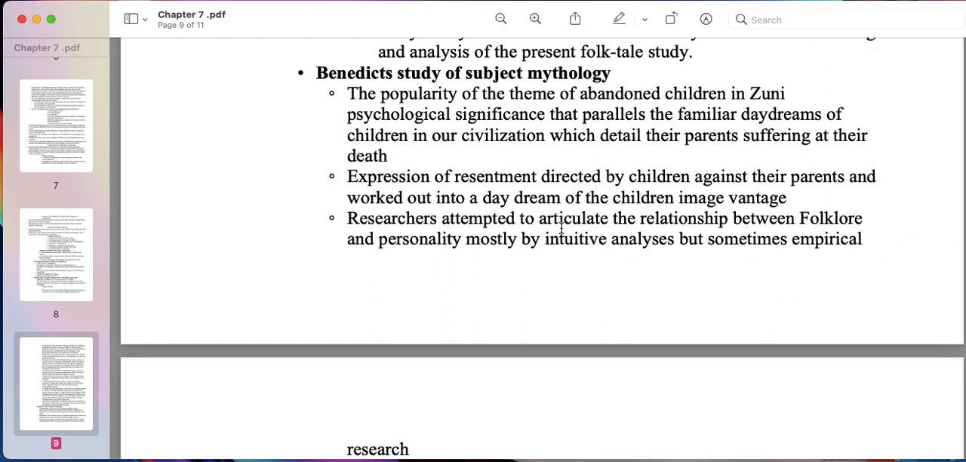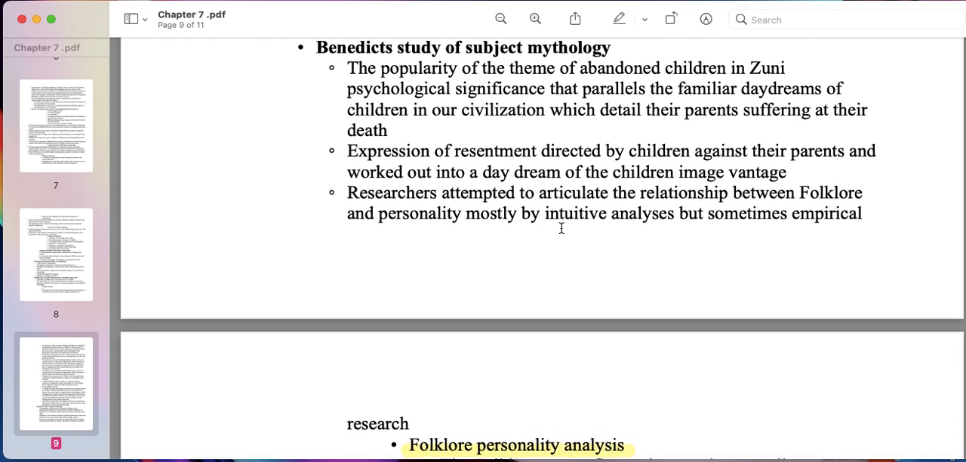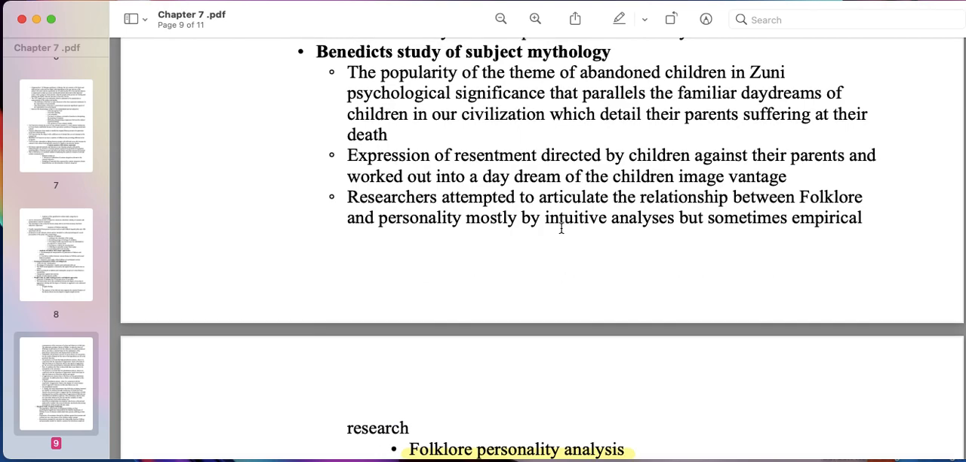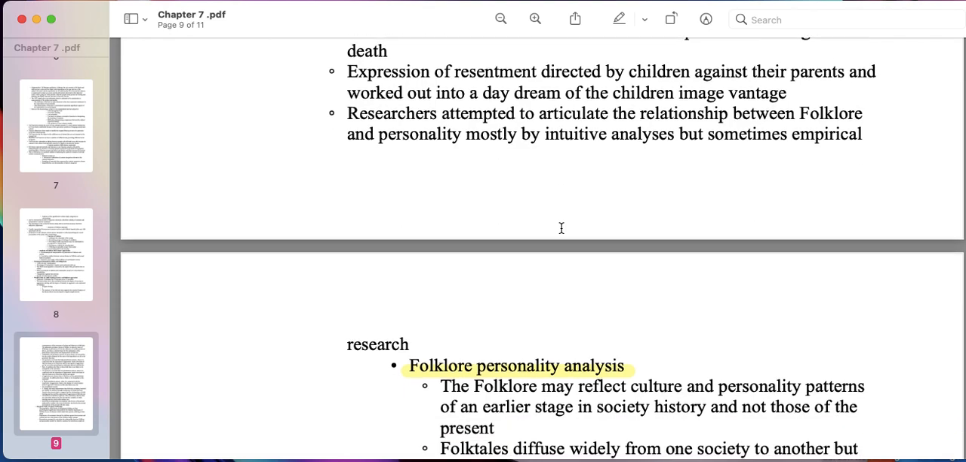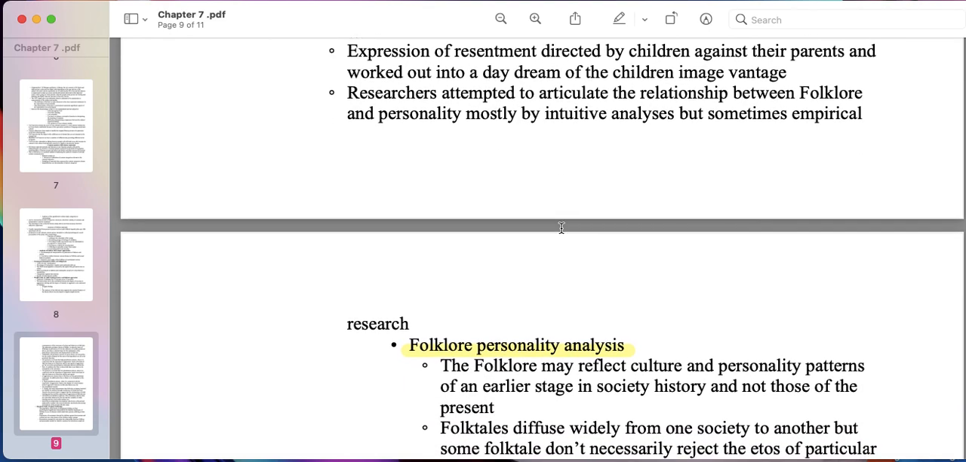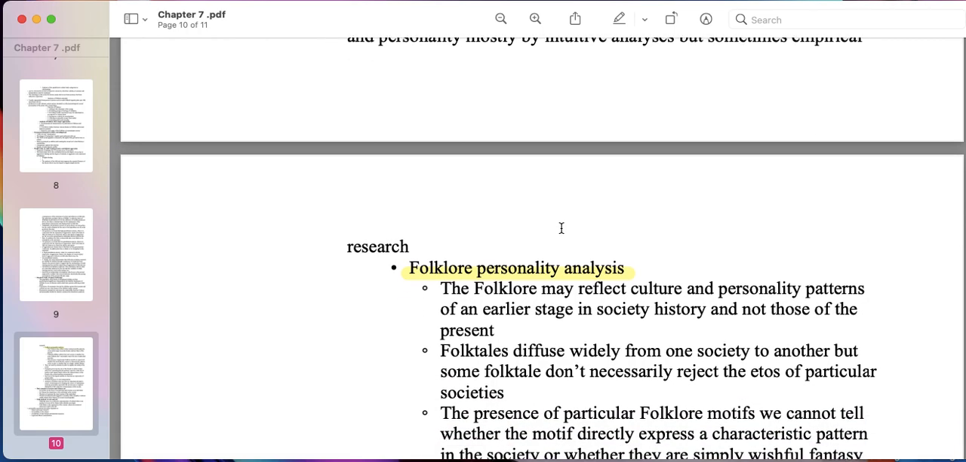Let's move on to Benedict's study of Zuni mythology. The popularity of the theme of abandoned children in Zuni. We have psychological significance that parallels the familiar daydream of the children in our civilization, with details of their parents suffering at their death. Expression of resentment directed by the children against their parents is worked out into a daydream of the child's advantage. Researchers attempted to articulate the relationship between folklore and personality mostly by intuitive analysis, but sometimes empirical research.